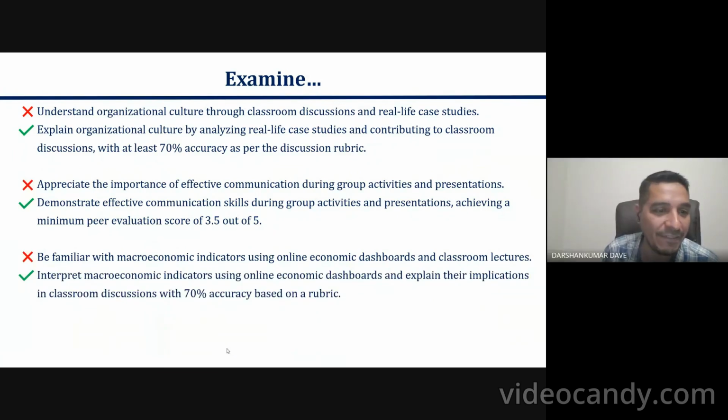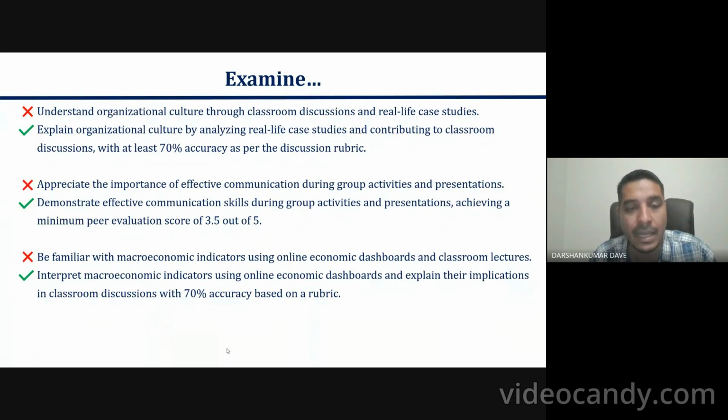Okay, the last one. "Be familiar with microeconomic indicators using online economic dashboard." So it can be corrected in this way. My objective was that my students be able to interpret. So clearly write interpretation. Interpretation is the target, simply. Is this clear? Shall we go further?